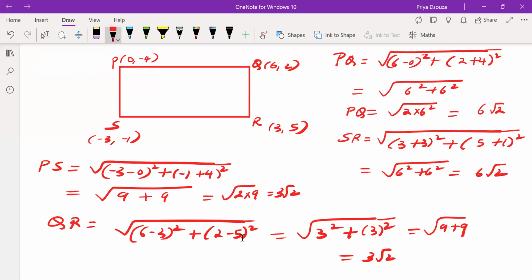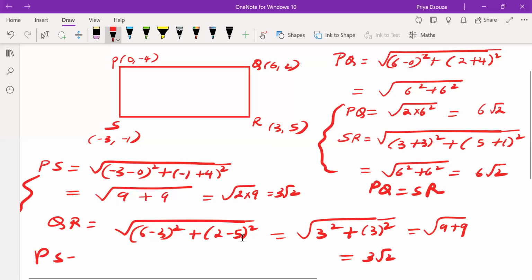So what did I get here? From all these results, from this first result I can see PQ is equal to SR, isn't it? And from these two I can say that PS is equal to QR. So till now what have I established? I was able to say that opposite sides are equal. PQ and SR are opposite sides. PS and QR are opposite sides. So it's still a parallelogram.